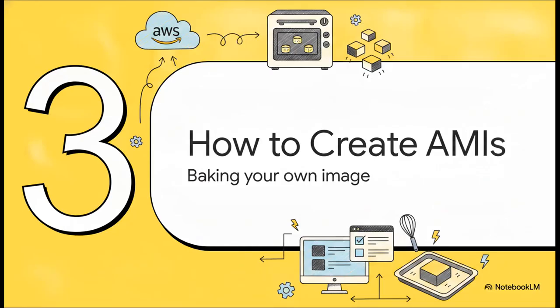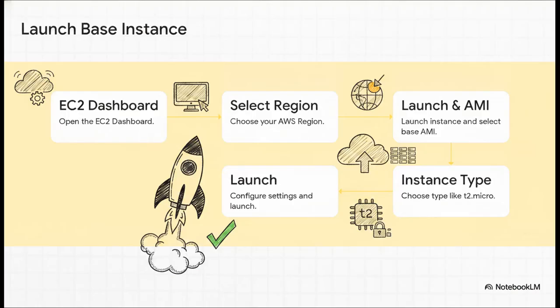Section 3, How to Create AMIs. To create a brand new AMI, you first need a base server, right? So you'll open up your EC2 dashboard, select your region, and hit Launch Instance. From there, you pick a base AMI, like Amazon Linux 2, for example. Choose your instance type, maybe a free tier T2 Micro. Configure it and hit Launch. And just like that, your base server is up and running.